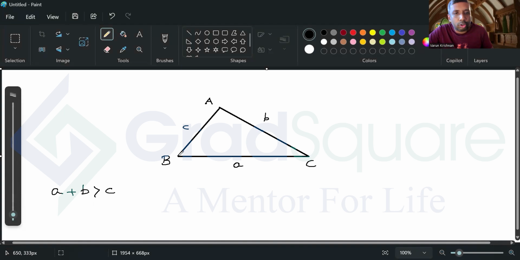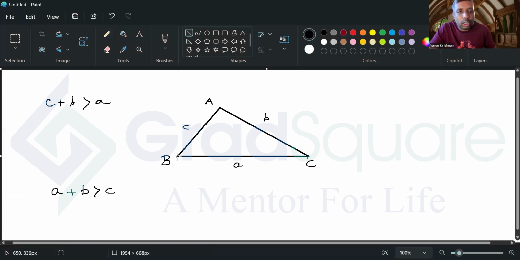Let's say that someone wants to walk from B to C. So the shortest path that someone can take from B to C is this length a. Any other path to travel from B to C will be longer than a, which means that if first someone travels from B to A and then from A to C, then of course c plus b will be greater than a because a is the shortest path.